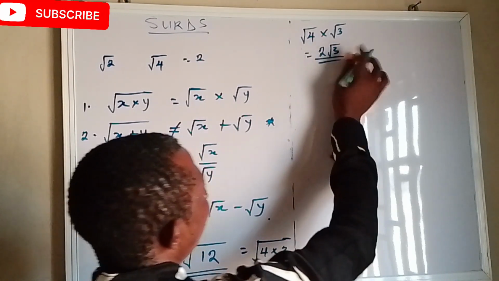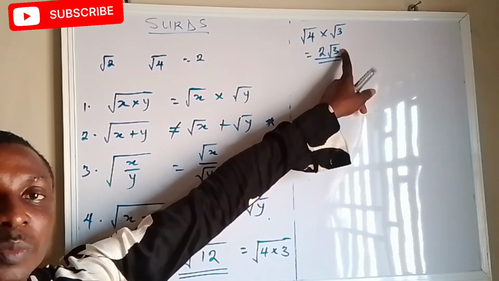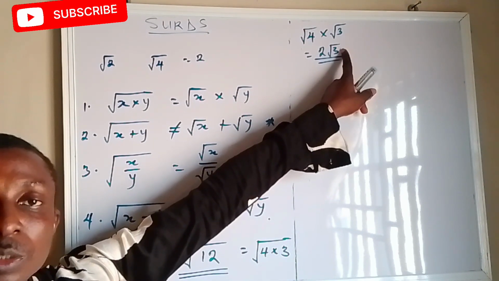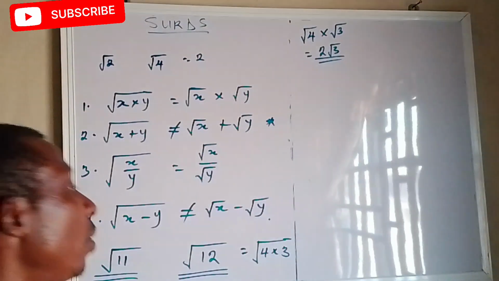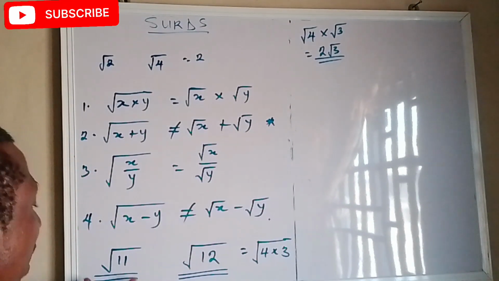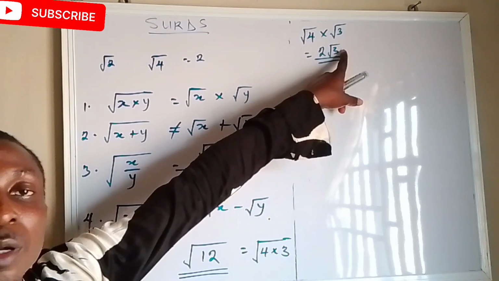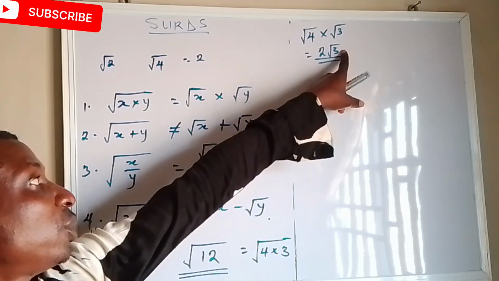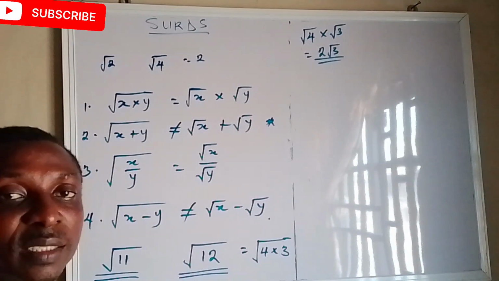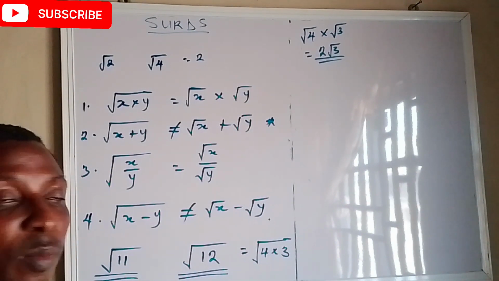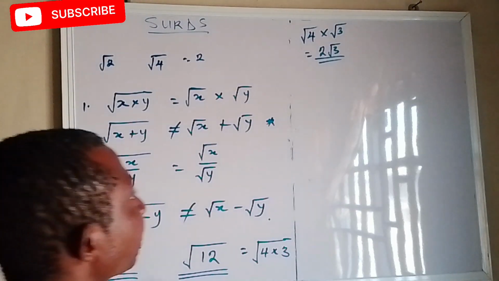So this is the basic form, because what we have inside here cannot be expressed as a multiple of a perfect square. Whenever you have a number inside the square root which cannot be expressed as a multiple of a perfect square, we say that SURD is in its basic form. Let us look at some examples.